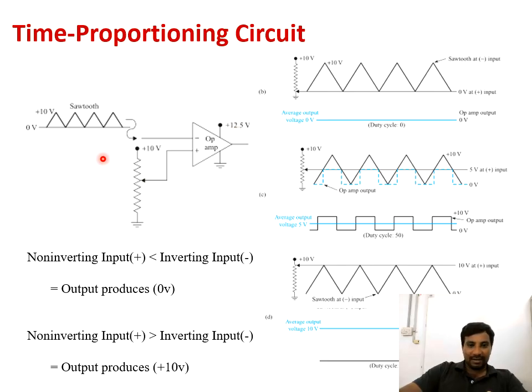Here you can find we have two inputs: one is the inverting input and the other is the non-inverting input. The non-inverting input is controlled with the threshold voltage, and at the inverting input we have a supplied voltage. Whenever the non-inverting input is less than the inverting input, the output is 0. Whenever the inverting and non-inverting inputs are the same, the output is equal to the negative voltage. When the non-inverting input is greater than the inverting input, obviously we get the positive voltage.